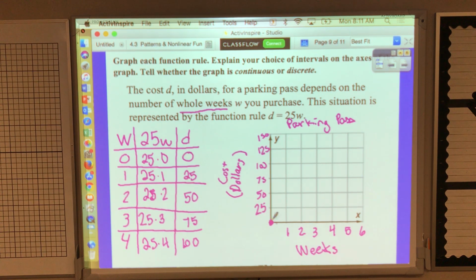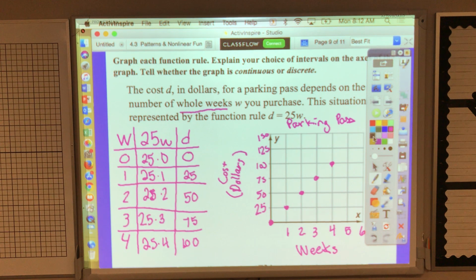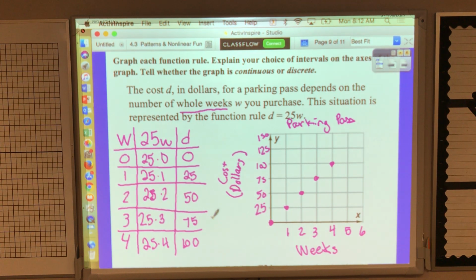So now my dots. At 1, I'm at 25. 2 is at 50. 3 is at 75. And 4 is at 100. Now this time I'm not going to connect them, so that makes this data a discrete graph. And it's discrete because I can't have partial weeks.